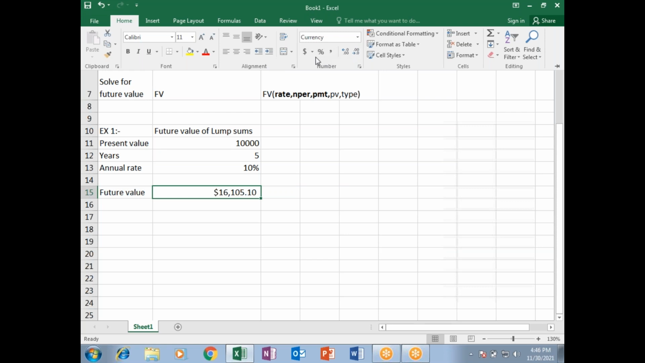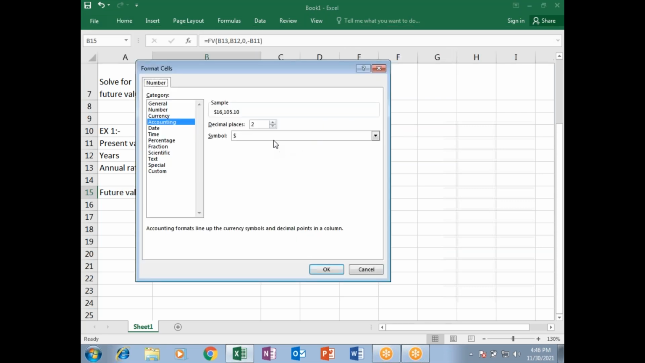In the number, this currency, you select more accounting formats. Here you select the INR.